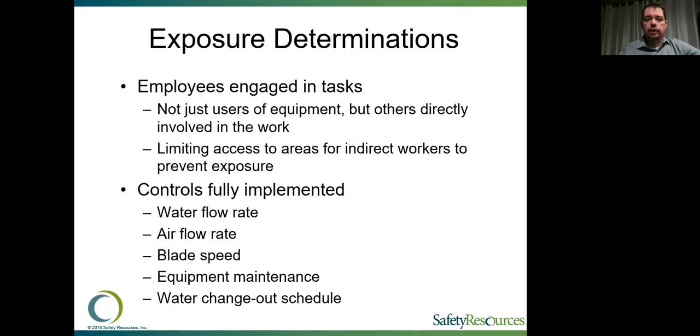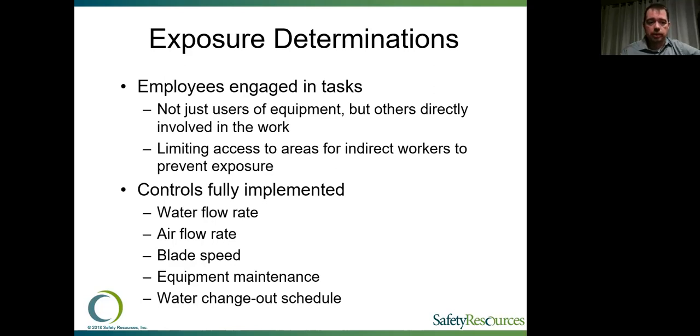So when we are looking at those exposure determinations, we need to make sure that we're looking at the employees that are engaged in the task. Like I said earlier, it's not just the user of the equipment, but anybody else who is directly involved with the work or assisting with the work is going to be included with that level of exposure as well. Now, likely they would have a lower exposure level, but we still have to include them as part of that task. We want to try to limit access to areas for workers who may be working around that space but are not performing that particular task, so that we don't have other employees impacted or exposed when it's not necessary.